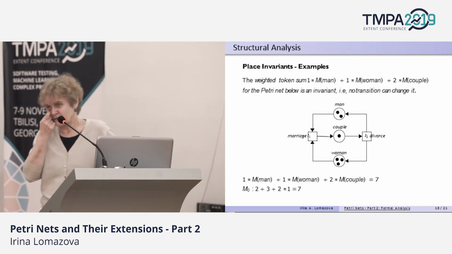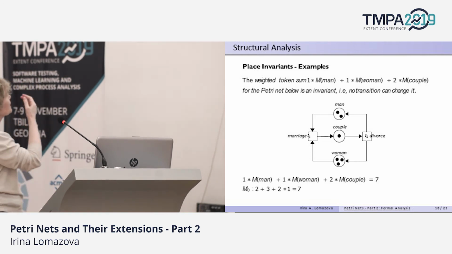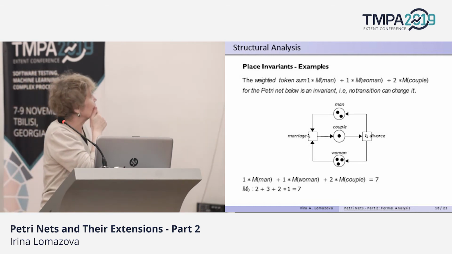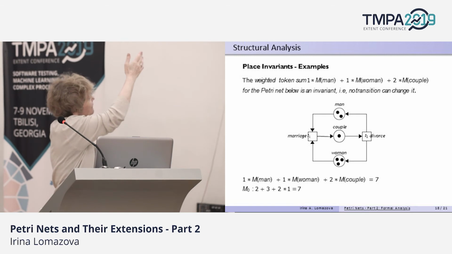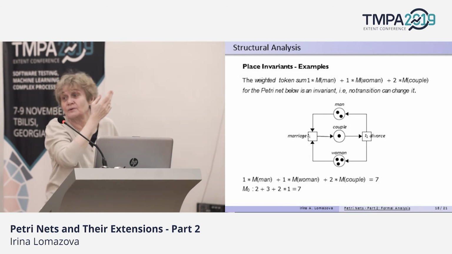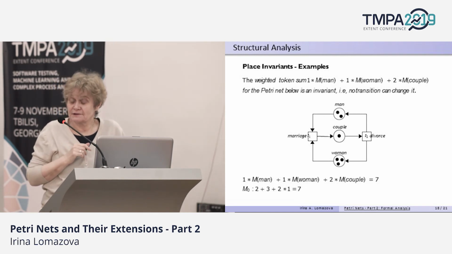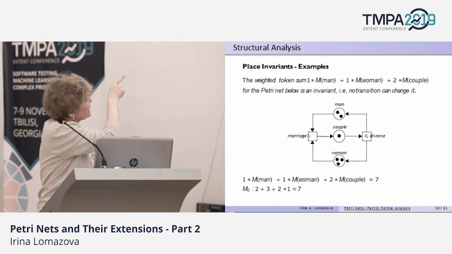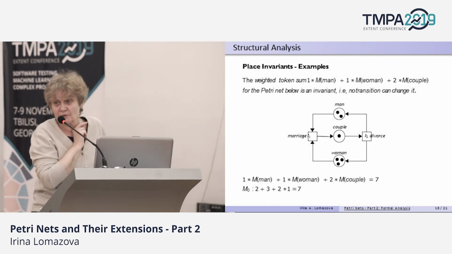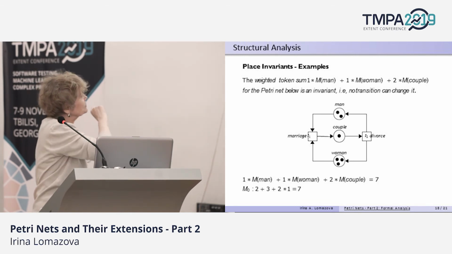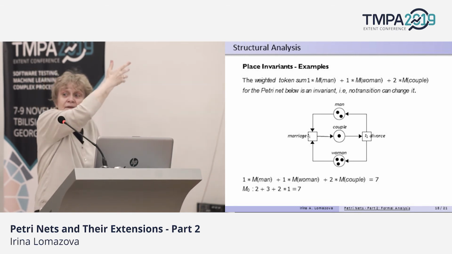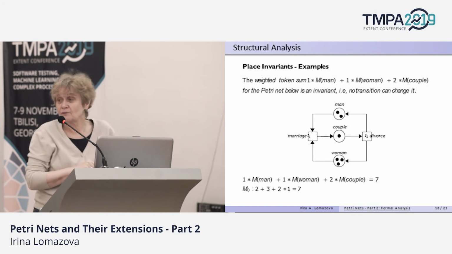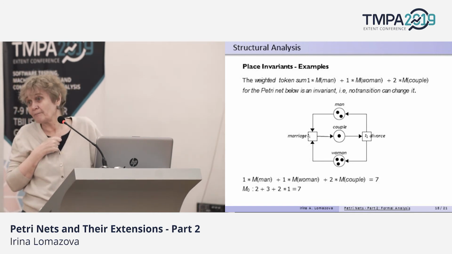Oh, yeah, this is a nice example. You see, this is a Petri net describing a well-known process. We have men, we have women, and we have transitions which correspond to marriage and divorce. And we also have a place for couples. For marriage, you need a man and a woman. So these are single men and women, and then you get one couple. And if you have a couple, after divorce, you get one man and one woman.